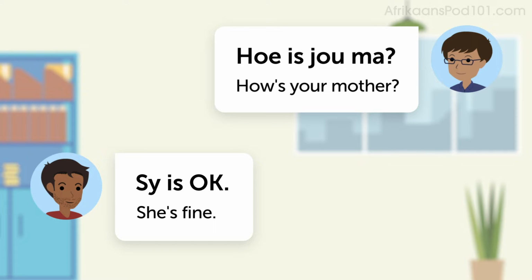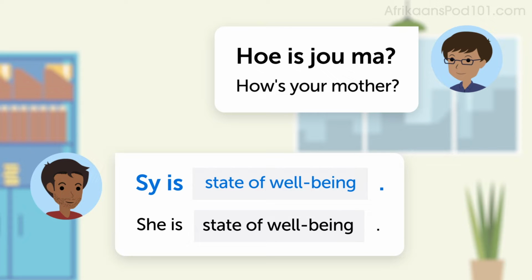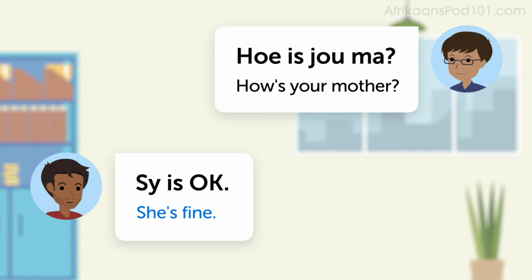First of all, you'll need to learn how to say, how's your mother? That's, Hoe is jou ma? Listen to it again. Hoe is jou ma? Now, how do you answer this question? The pattern is Sy is, state of well-being. She is state of well-being in English. For example, she's fine. Sy is okay.